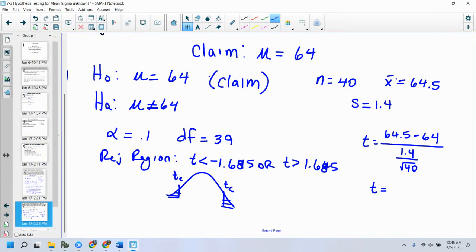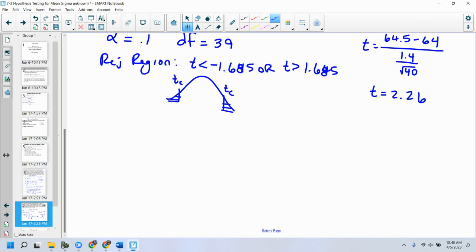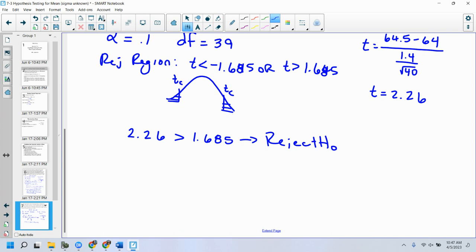2.26. Do we have a winner? Yeah, we do. Woot, woot. So we can say because 2.26 is greater than 1.685, we can choose to reject the null.